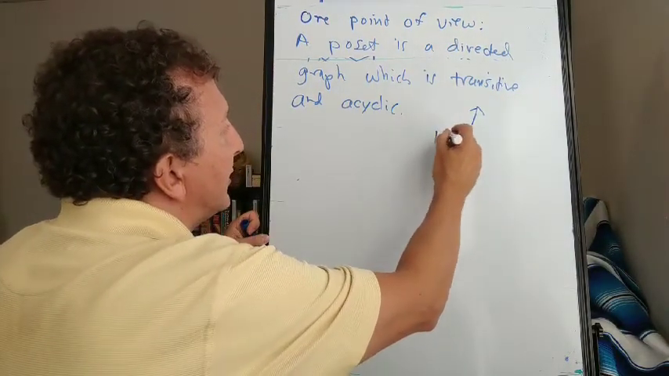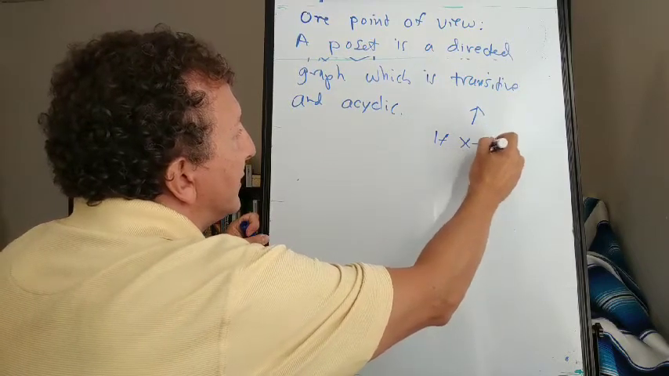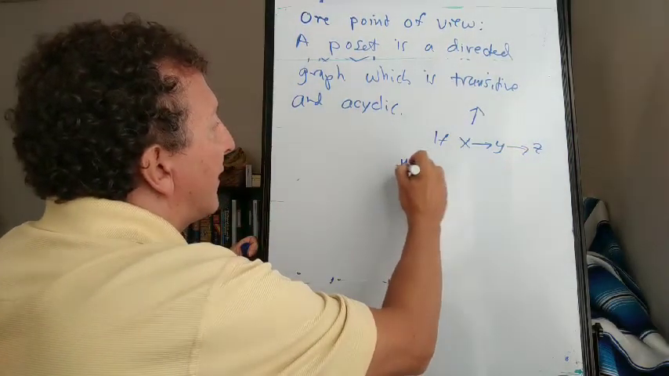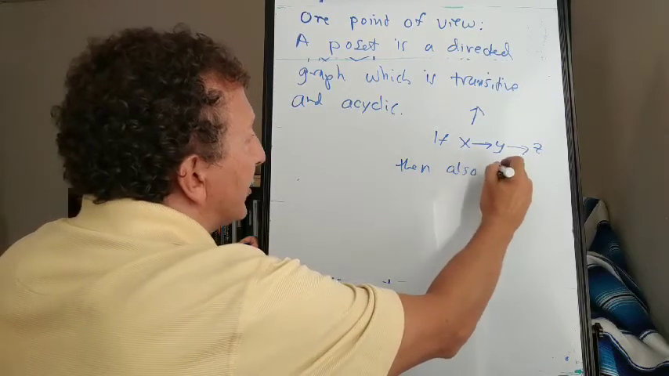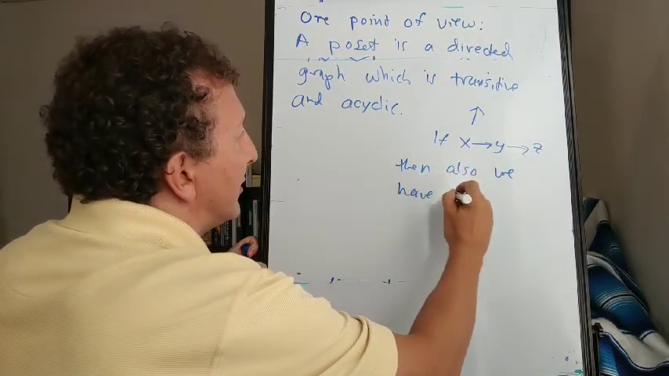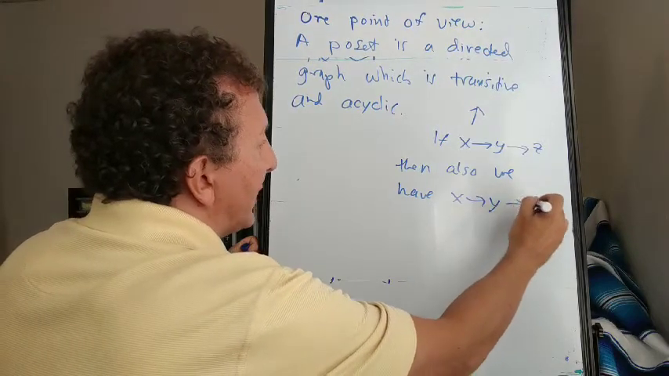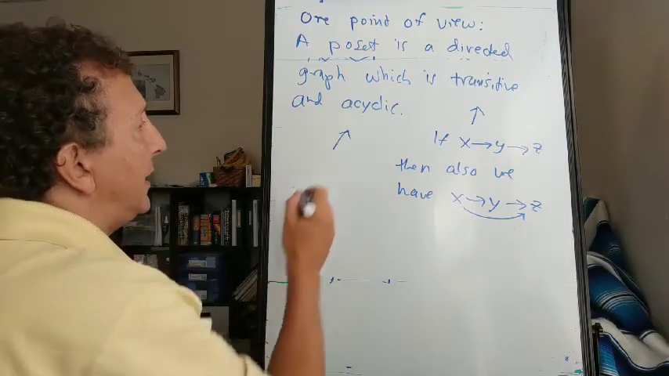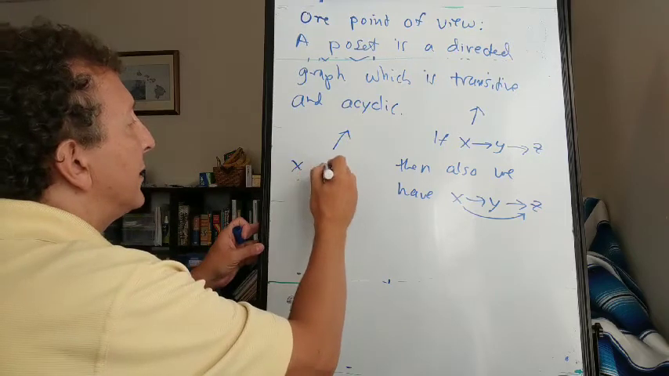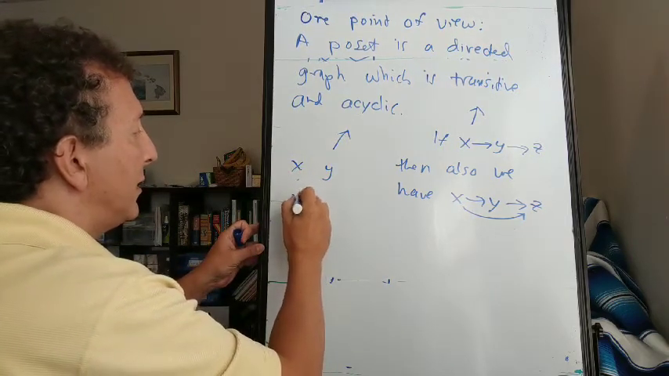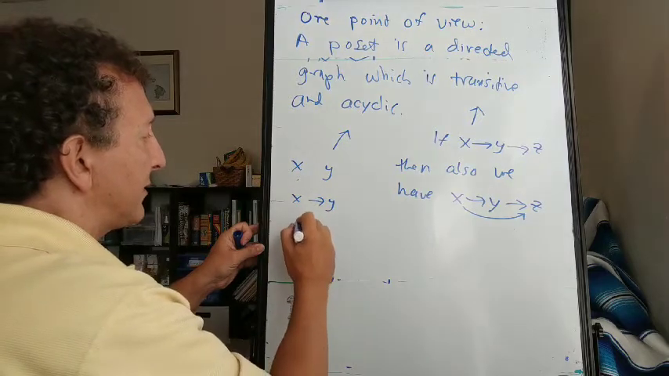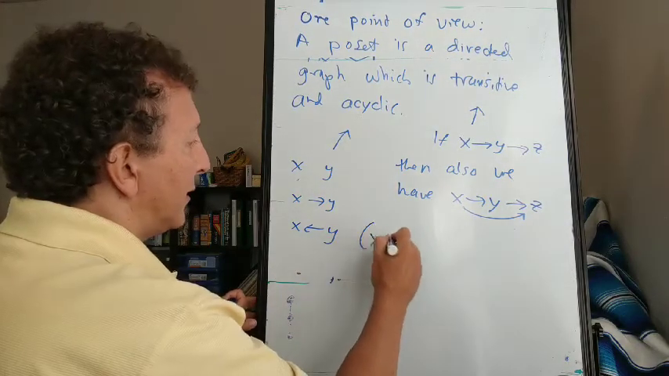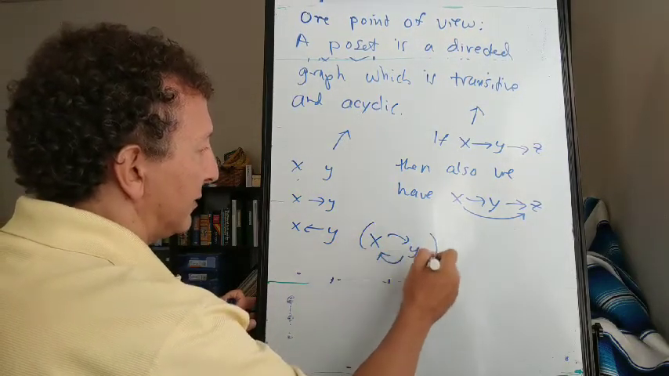Transitive means if we have an edge from x to y and an edge from y to z, then also we have an edge from x to z. Acyclic means either we have no edge from x to y, we have an edge from x to y but none from y to x, or we have an edge from y to x but none from x to y. So we can't have this cycle here.